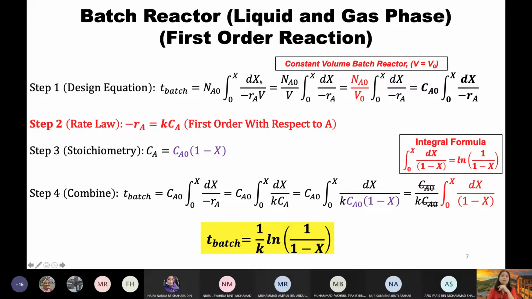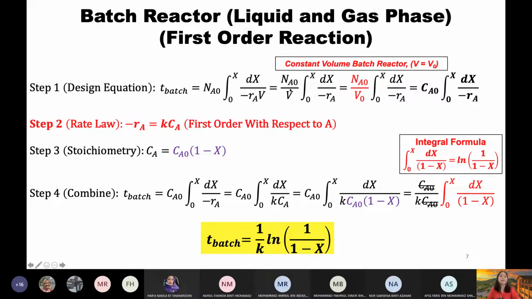this is also important for other chapters as well. It is dX over minus r_A V. Okay, so because the volume of the reactor will not be affected by the change of conversion. The reactor volume doesn't care whether the conversion is 20%, 40% or 100%, the reactor volume is still the same. Hence, I can take out the volume from the integral part of the equation. It comes out of the integral part. So now it becomes N_A0 per reactor volume.